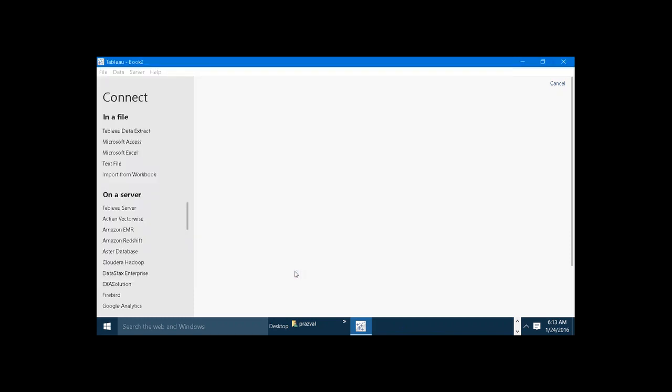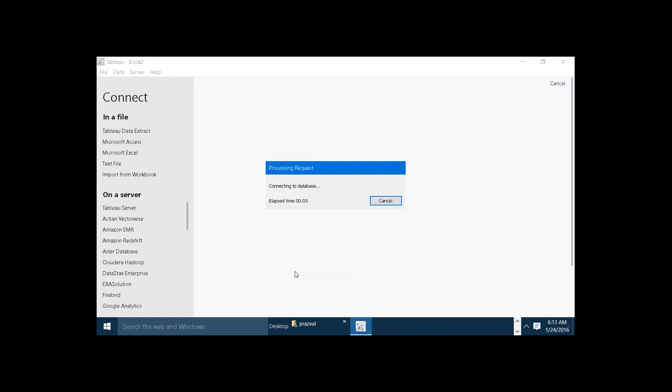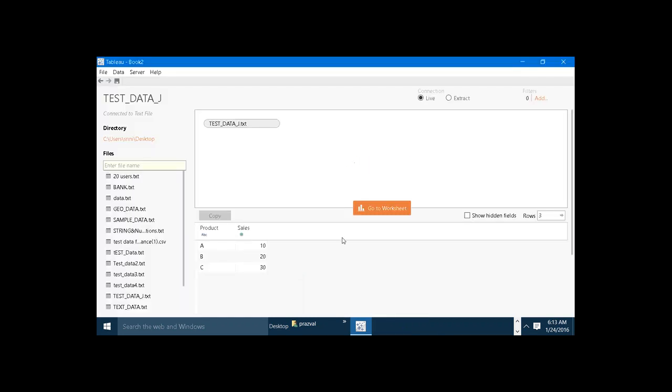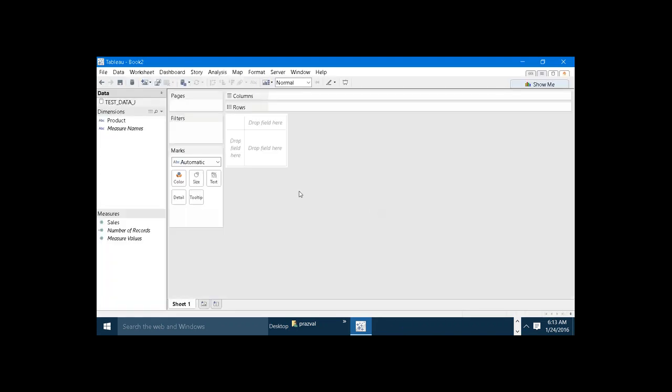If you connect to any data source, here is how Tableau places the fields. Tableau segregates the data fields in the form of dimensions and measures. Why does Tableau segregate the fields into dimensions and measures? That we should know. So let me discuss in detail the dimensions and the measures.